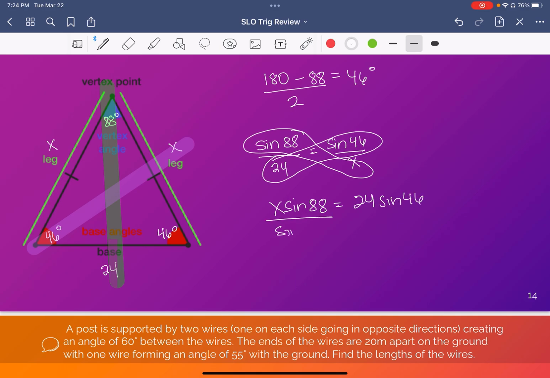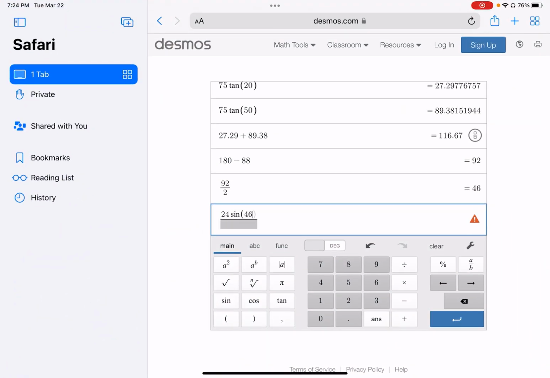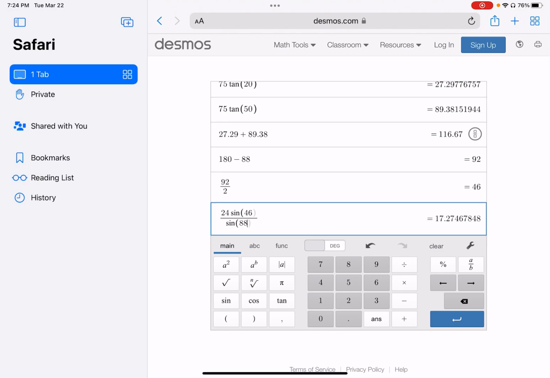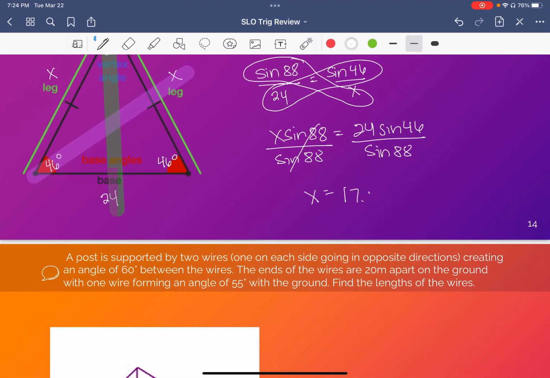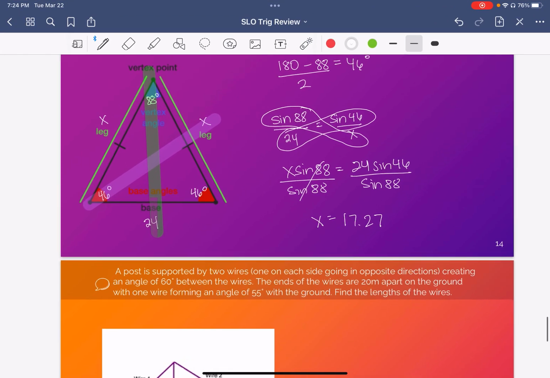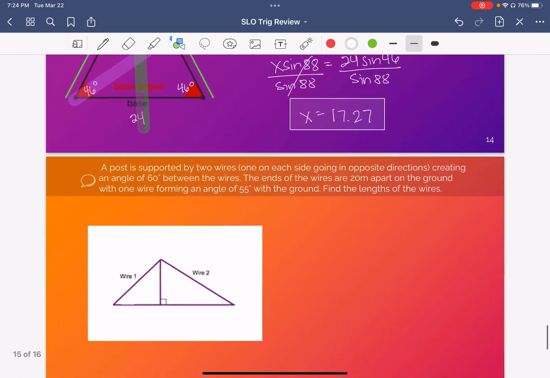Okay, and now you just gotta isolate x. We can put that in the calculator. 24 sine of 46 divided by sine of 88 is 17.27. And it says round to the nearest 100th of a foot, so that is 2 places after the decimal. So we are done with this one. Okay, there it goes. All right, next one.